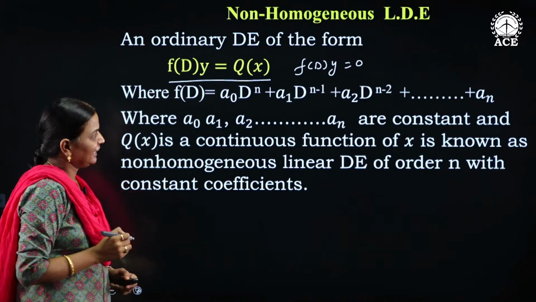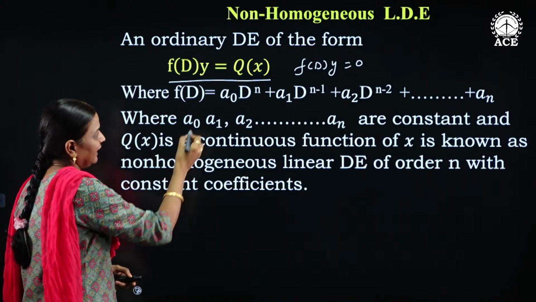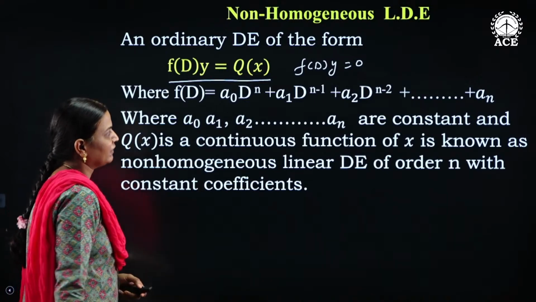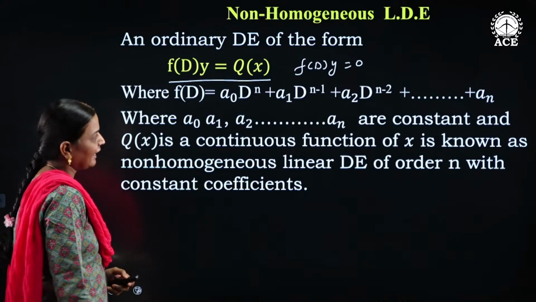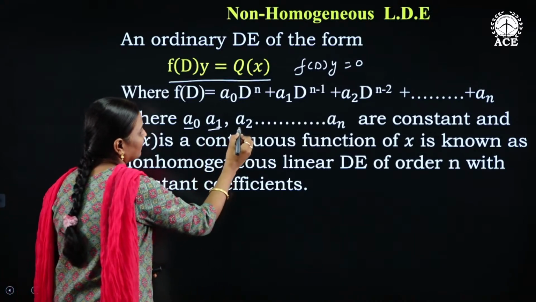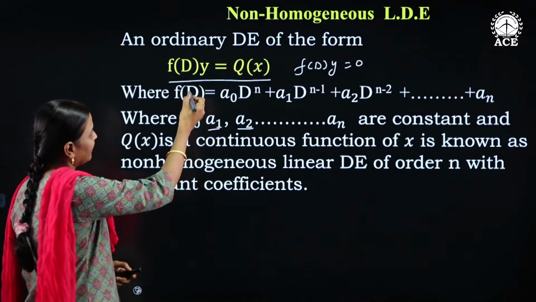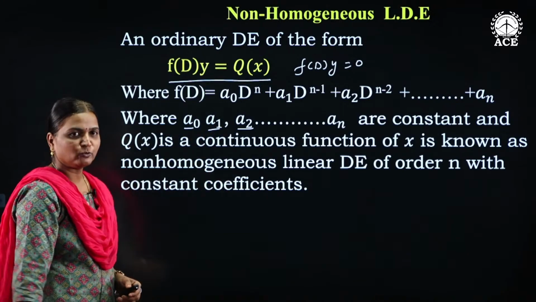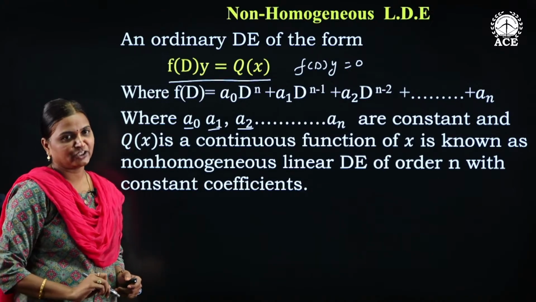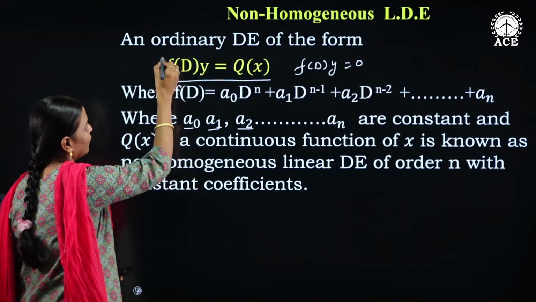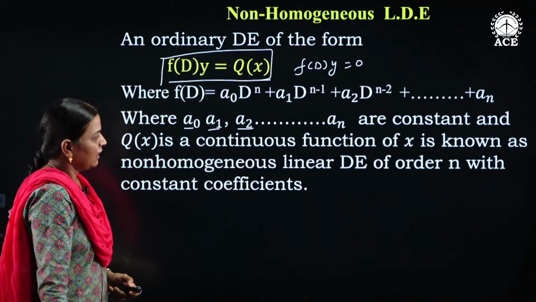But here q of x, the RHS, is a function of x, then it is called a non-homogeneous linear differential equation, where f of D is a polynomial in D, that is a naught into D power n plus a1 into D power n minus 1 plus a2 into D power n minus 2 and so on, and here a naught, a1, a2 are all constants. Then this equation is called a non-homogeneous linear differential equation of order n with constant coefficients. This is the standard form of a non-homogeneous linear differential equation.